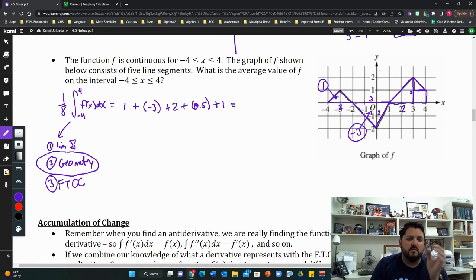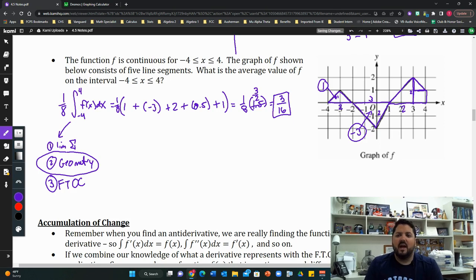If I combine all of those, I still have the 1/8 out in front. Let's put parentheses around this guy. So I've got 1/8 times our total area of 1 minus 3 is negative 2, plus 2 is 0, and then 0.5 and 1 make 1.5, or let's call that 3 halves. So 1/8 times 3 halves would give us 3/16. That is the average y value of the function f of x on this interval.